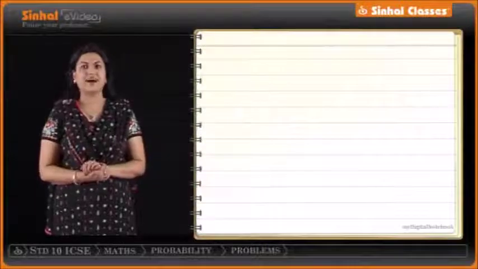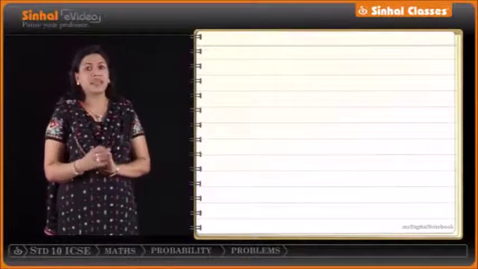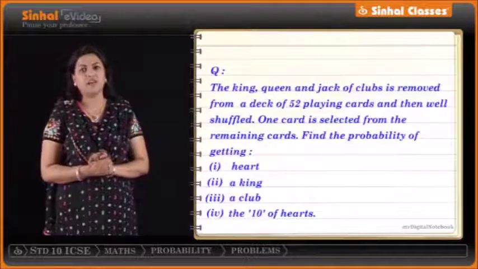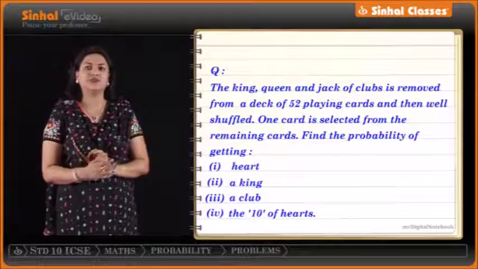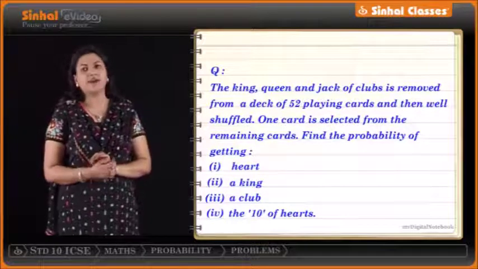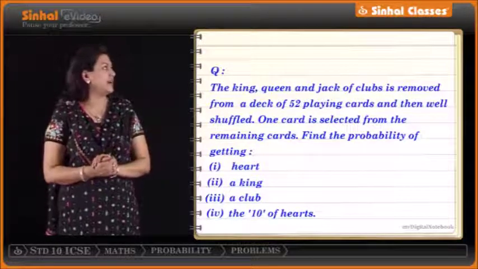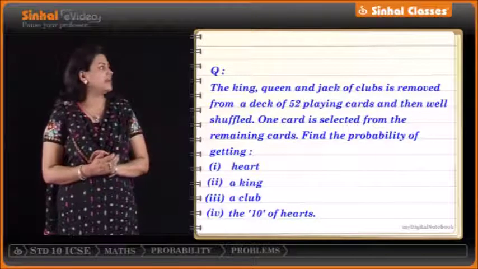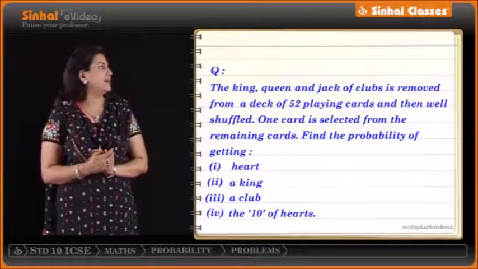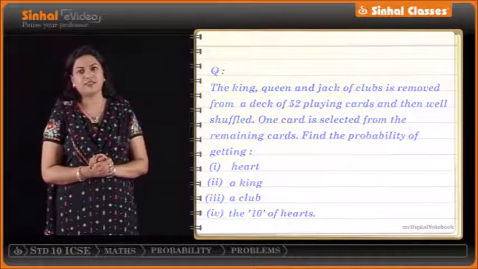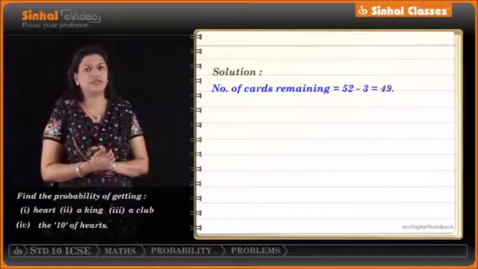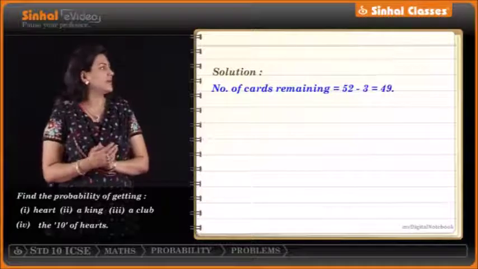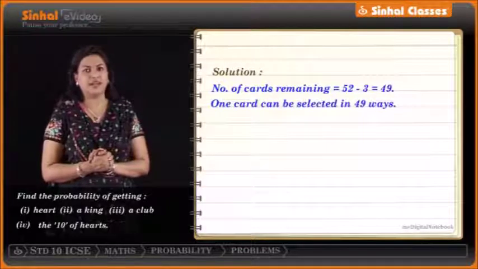Now let's consider our next problem. The king, queen and jack of clubs is removed from a deck of 52 playing cards which are well shuffled. One card is selected from the remaining cards. Find the probability of getting heart, a king, a club, the 10 of hearts. Now, number of cards remaining would be 52 minus 3, that is 49. One card can be selected in 49 ways.